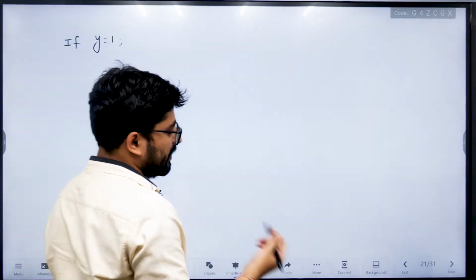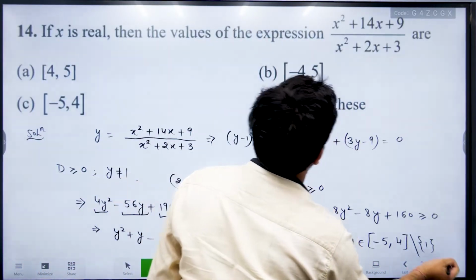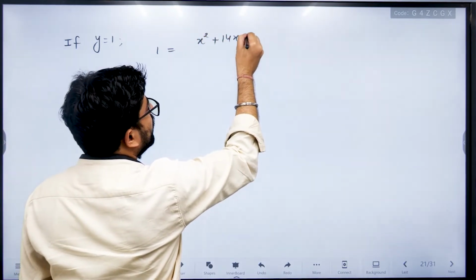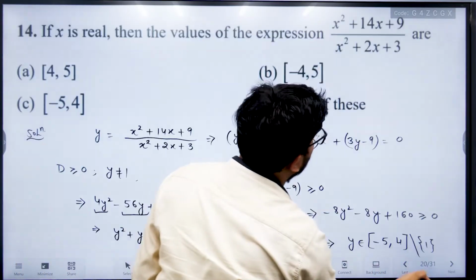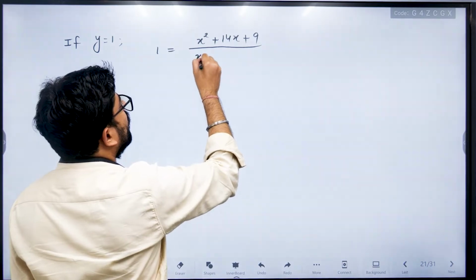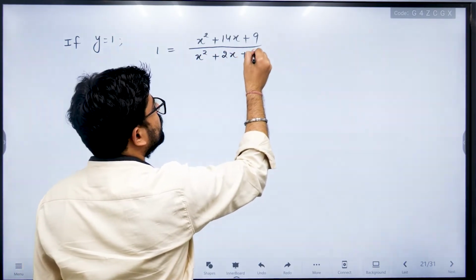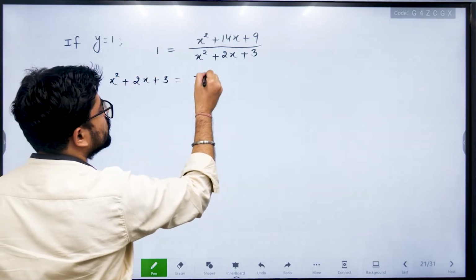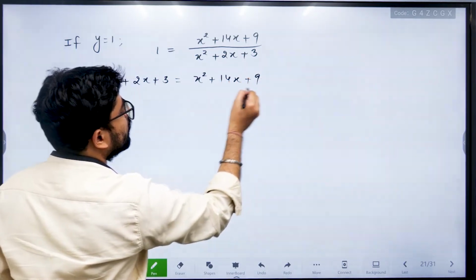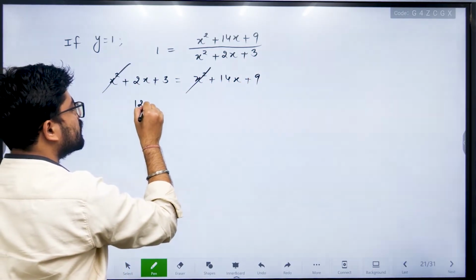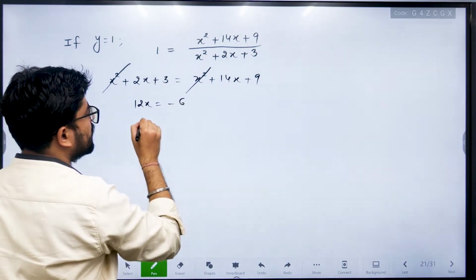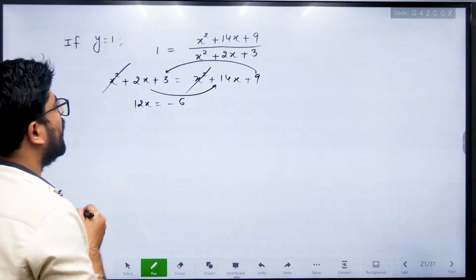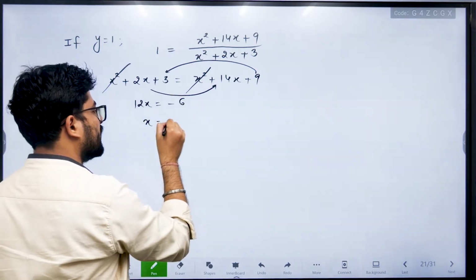now you have to check whether you have some x or not for this. x square plus 14x plus 9 divided by x square plus 2x plus 3. So when you simplify it, you'll get x square plus 2x plus 3 is equal to x square plus 14x plus 9. So you can cancel this thing. So you have 12x is equal to minus 6. Yes, take 2x here and 9 here. So minus 3 minus 9 is minus 6 and 14 minus 2 is 12x. So x is equal to minus 1 by 2.